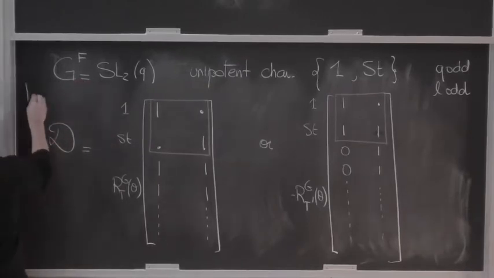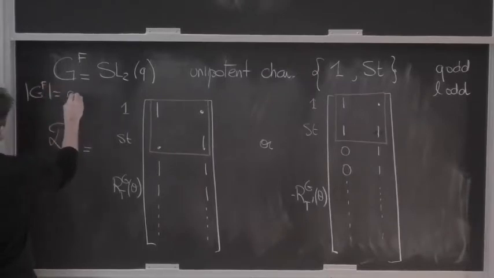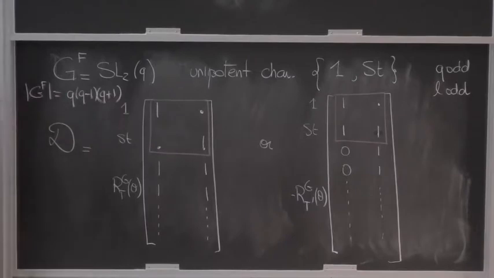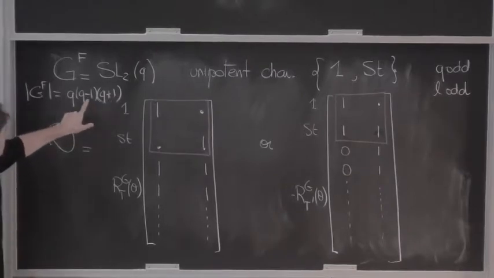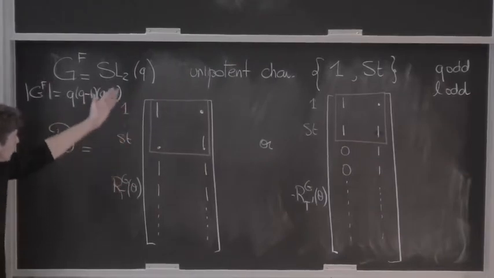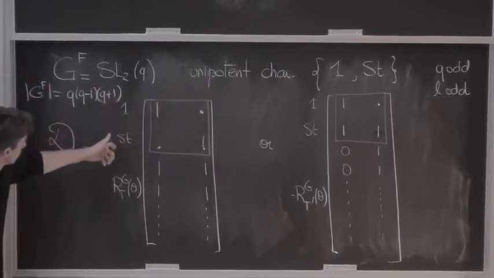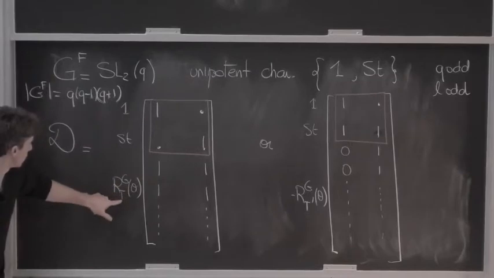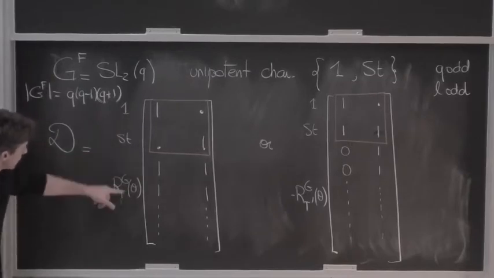So maybe I should recall it here. The order is Q minus 1, Q plus 1. So there are two cases that you have to look at. Either L divides Q minus 1 or Q plus 1. Because L is odd, it cannot divide both. In the first case, everything is somehow algebraic. You have these characters and this induced representation from the torus that you can compute algebraically.